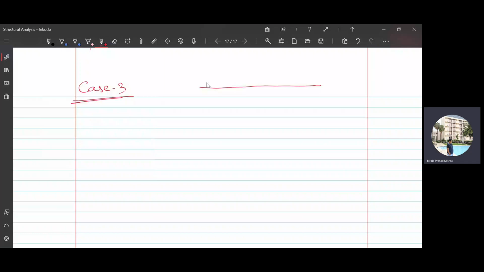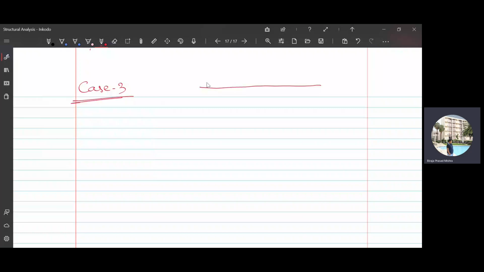So in order to draw the free bending moment diagram, I have to consider that this one is composed of a simply supported beam having a UDL, plus another beam with the fixed end moments MA and MB. This is A, this is B.